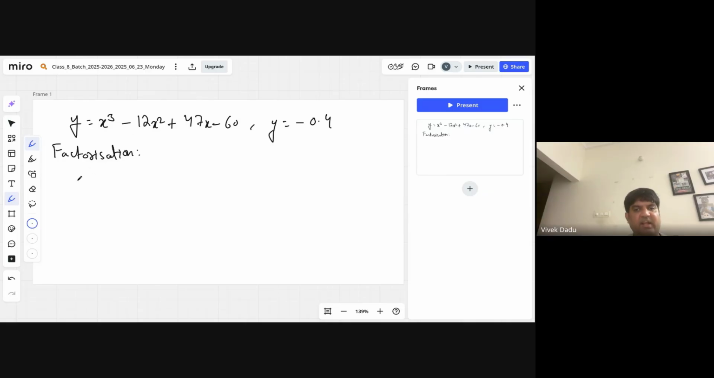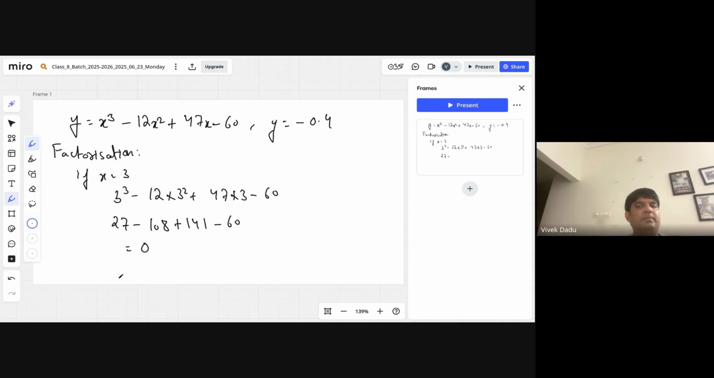So it will work actually if you put x equal to 3. You get 3 cube minus 12 into 3 square plus 47 into 3 minus 60, which is 27 minus 108 plus 141 minus 60. This will come 0. Okay.